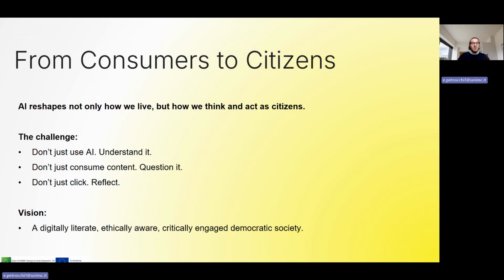So AI reshapes not only how we live, but how we think and act as citizens. And so the challenge is not just to use AI, but to understand it. Don't just consume content, but question it. And don't just click, but reflect. So a digitally literate, ethically aware, and critically engaged democratic society is what we need to achieve. But we will see these implications, these relationships between AI and society, in future classes.